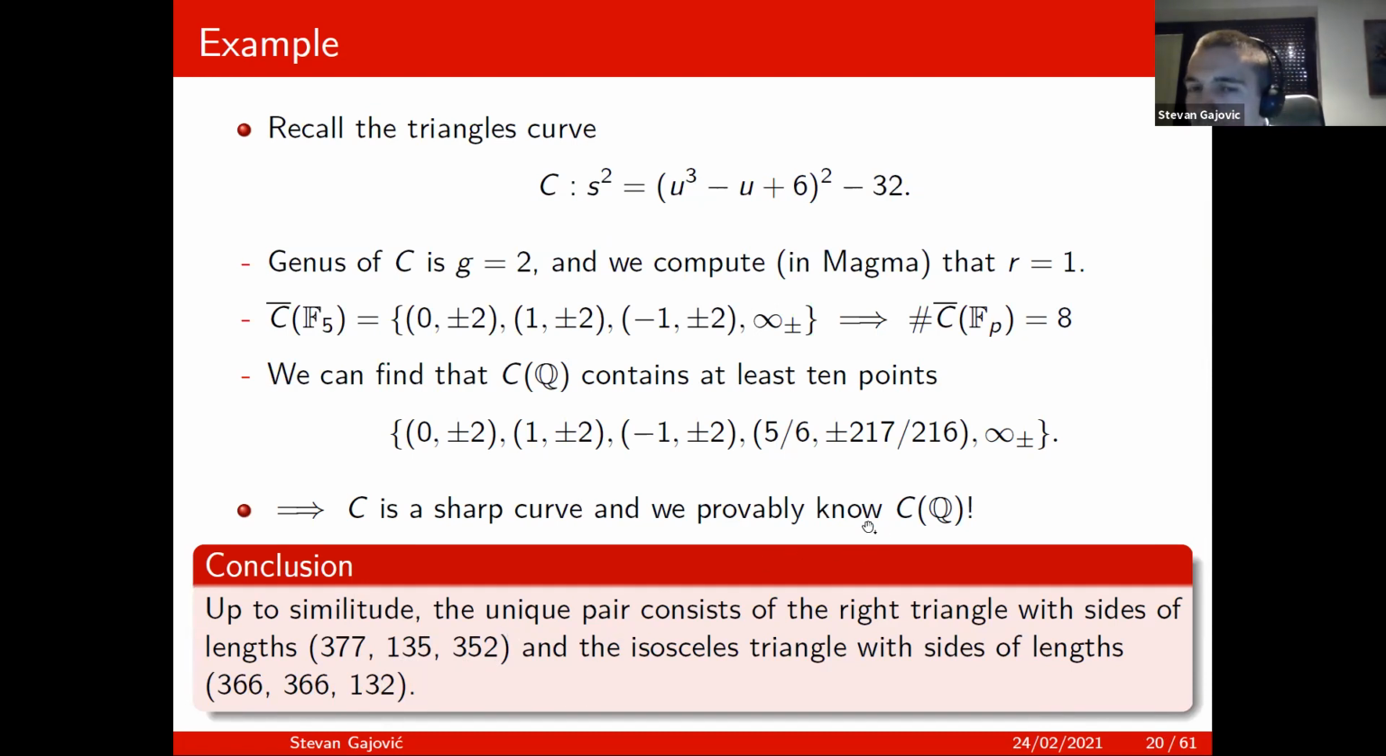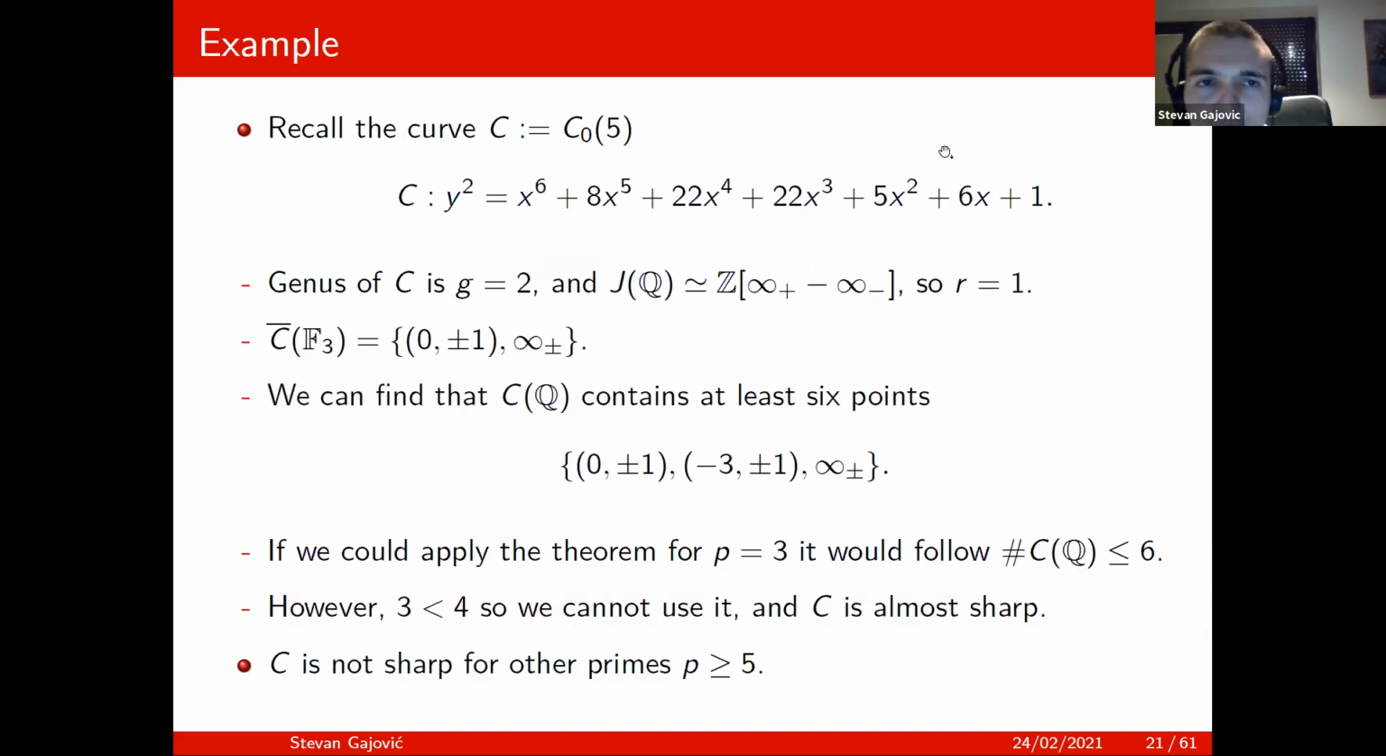And so the miracle was that we started from some geometric problem. We translated it to a curve over Q that turned out to be sharp. And there are only a few sharp curves known by now. And that was a miracle to me. That's all I wanted to share here. This is maybe not so useful to see how this method works, and that's why we have another example.